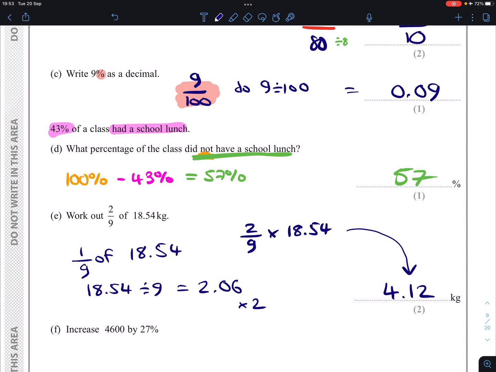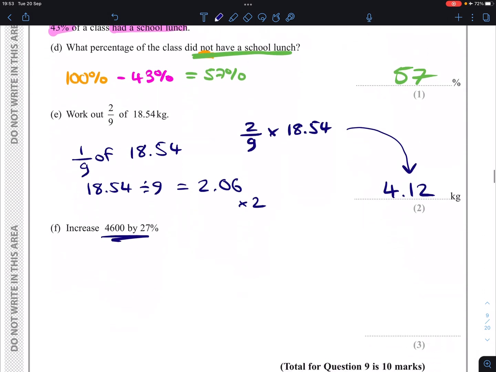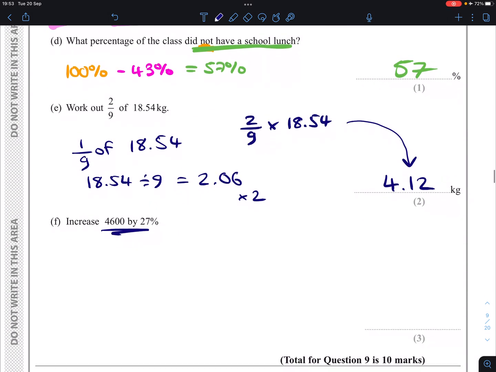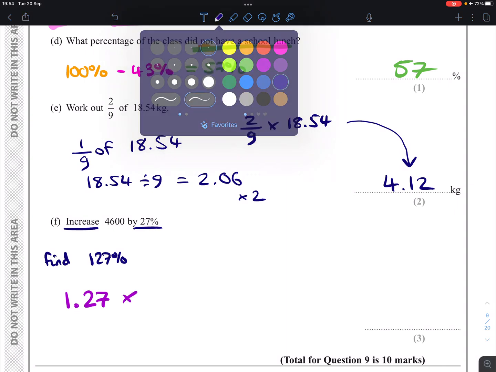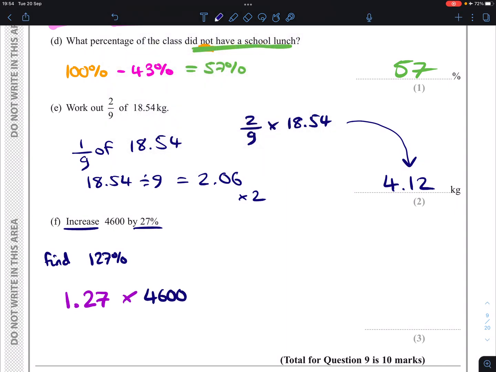Next part, we have increase 4,600 by 27%. You've got multiple options for this question. If you want to increase by 27%, then you're technically trying to find 127%. One of the ways that you could do that is by turning it into a decimal and multiplying. So we have 1.27 times this 4,600. That would give you the answer in one line.